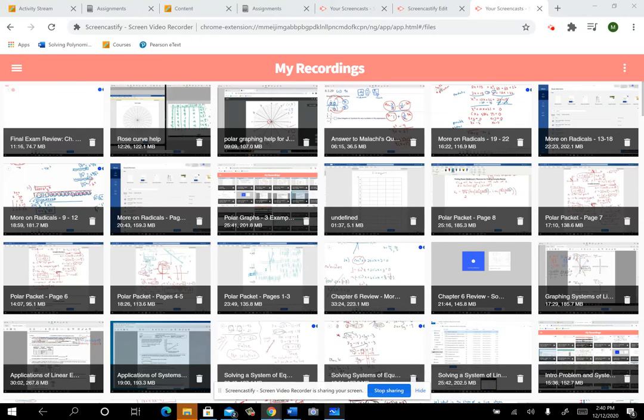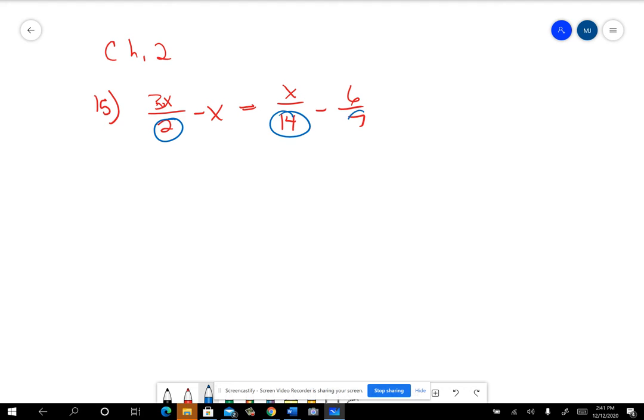Okay, so I want to continue with chapter 2 that we were doing before. Reviewing for the final, still with the chapter 2 material. All right, so we were looking at the fraction one. Okay, this is number 15. All right, on this one, we have these denominators and fractions.